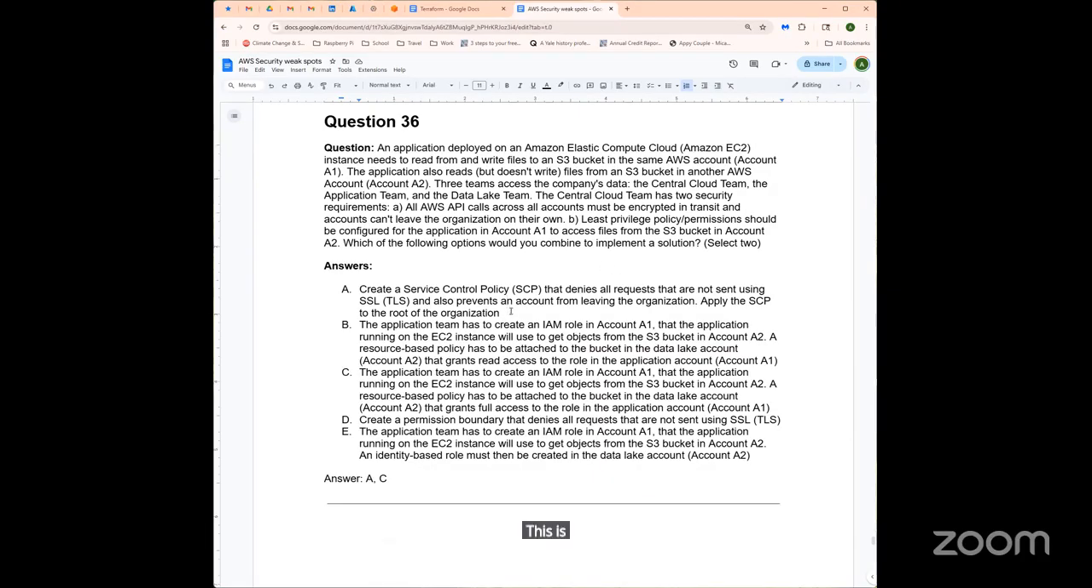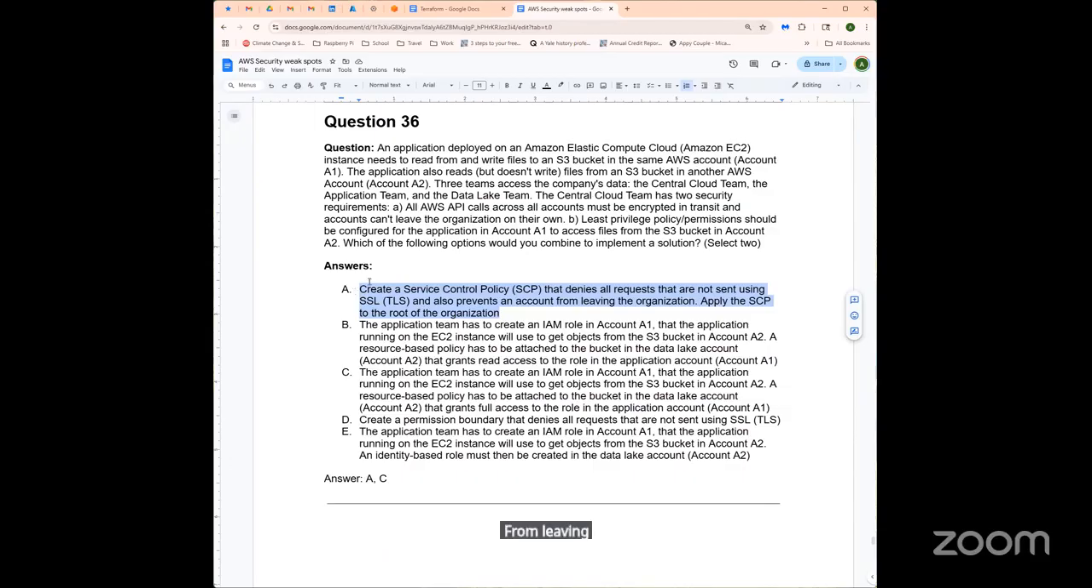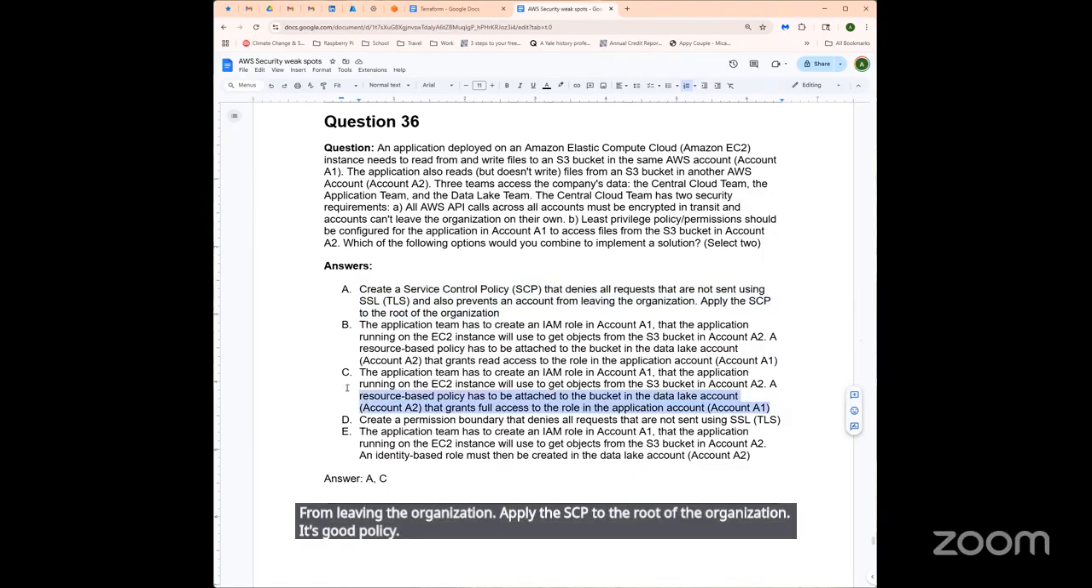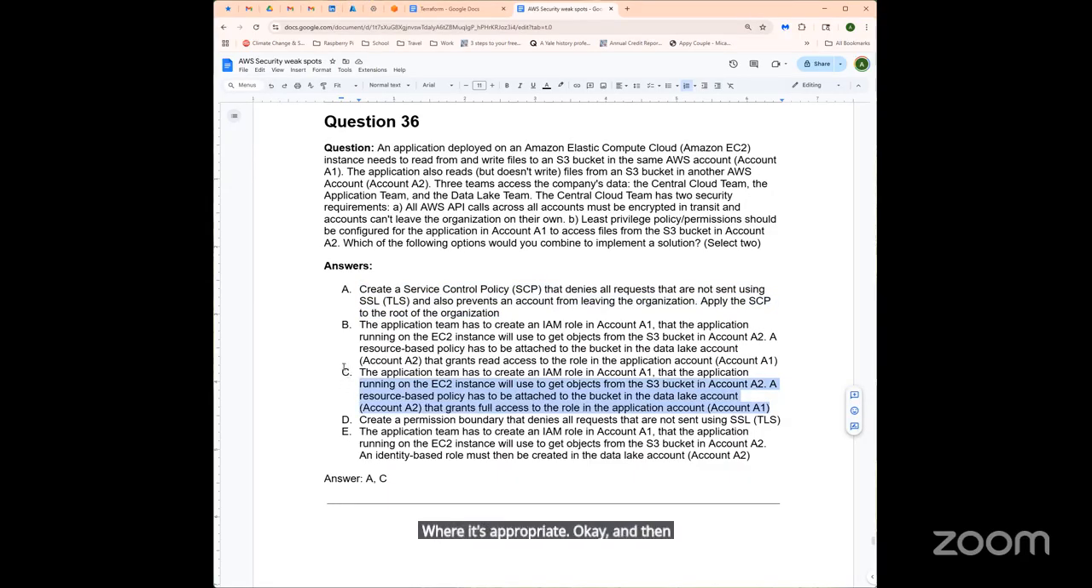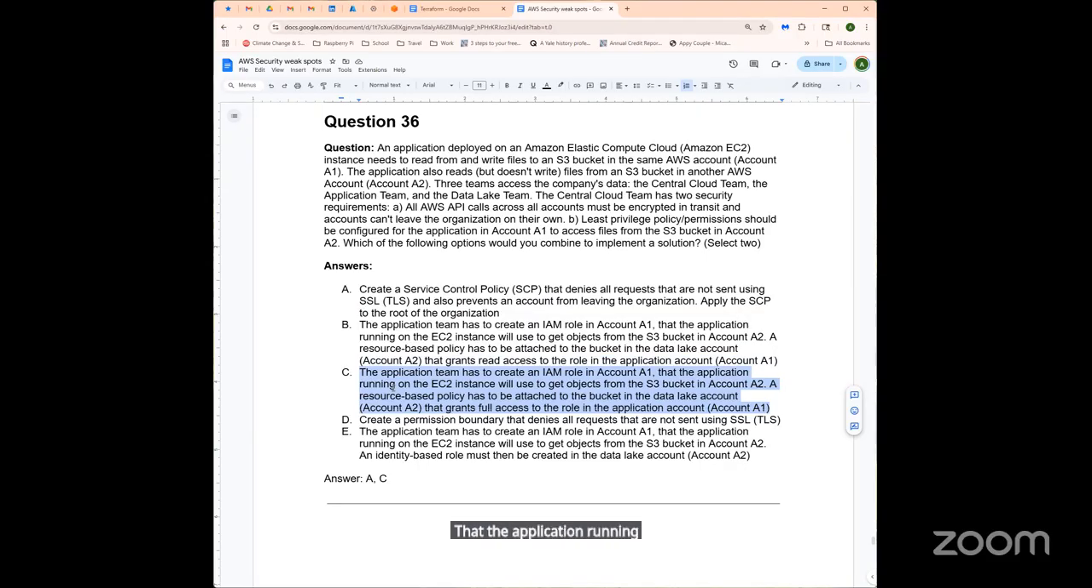This is saying A and C. All right, let's start with A. Okay, so this is saying create a service control policy that denies all requests that are not sent using SSL/TLS and also prevents an account from leaving the organization. Apply the SCP to the root of the organization. It's good policy, or it's appropriate. Okay. And then the application team has to create an IAM role in account 1 that the application running on the EC2 will use to get objects from the S3 bucket in account 2.